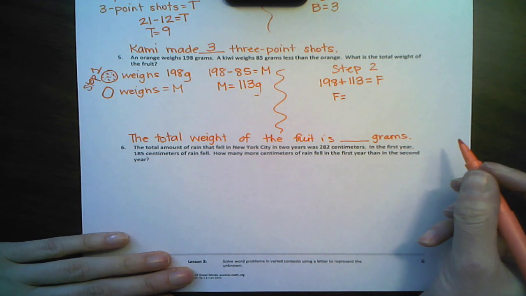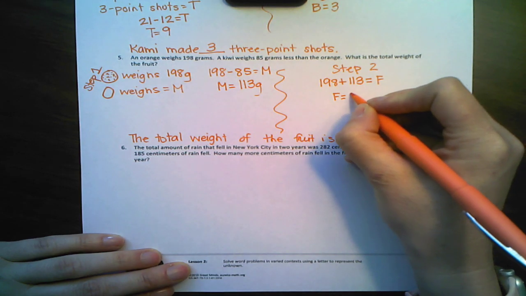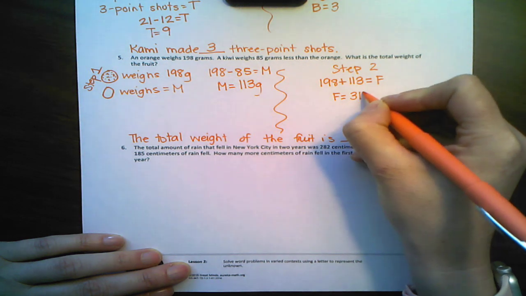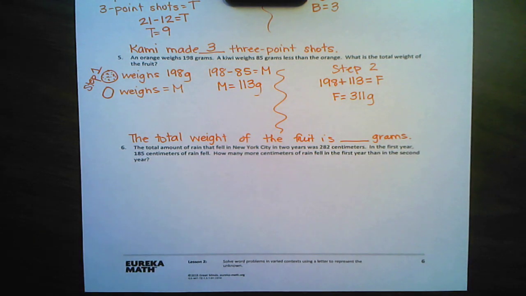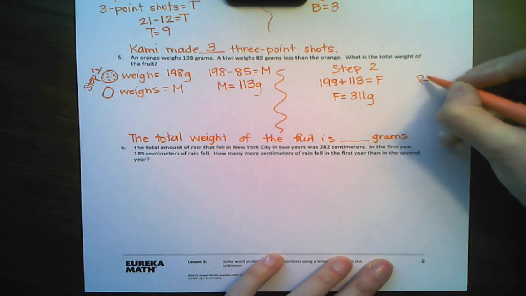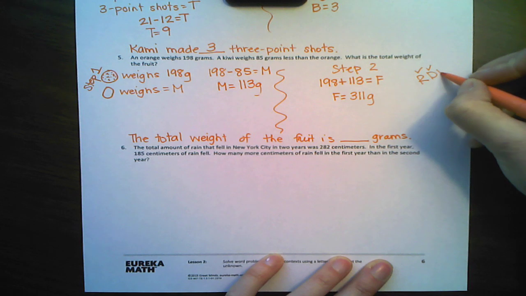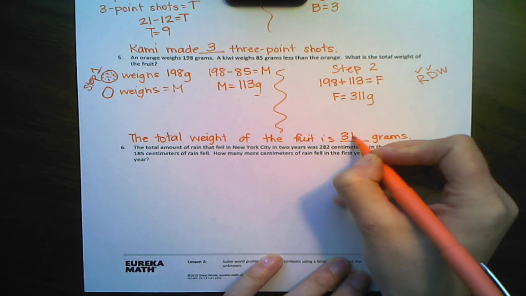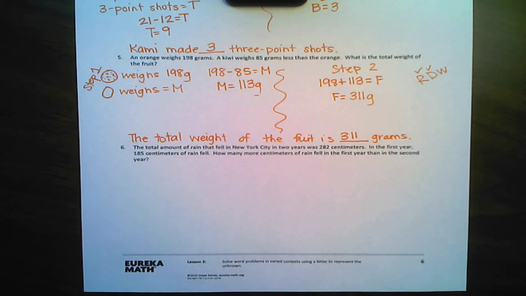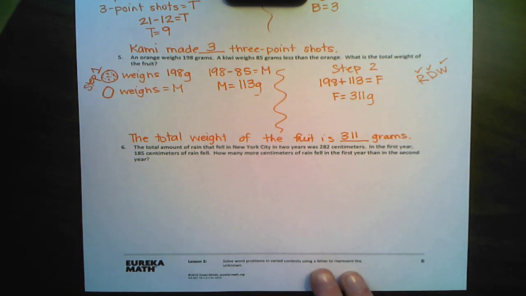What did you get? I got 311 grams altogether for the total. Is that what you got? Fabulous. And guess what? We read, we drew, and we wrote 311 grams. Boop. All right. Let's move on to this last one.